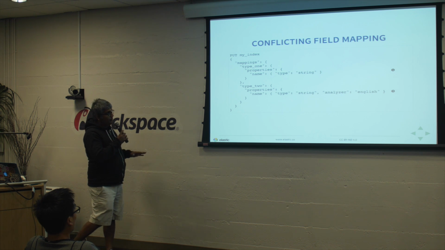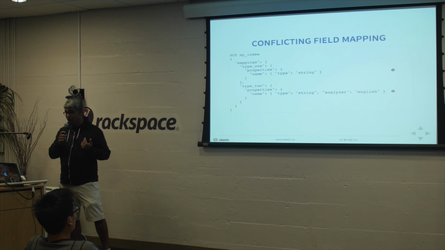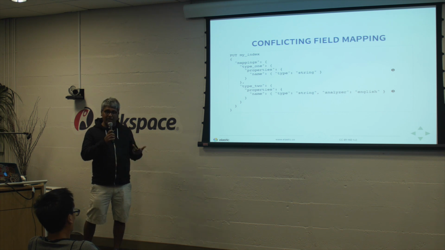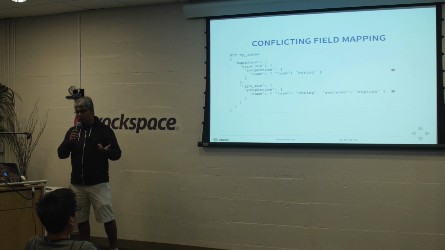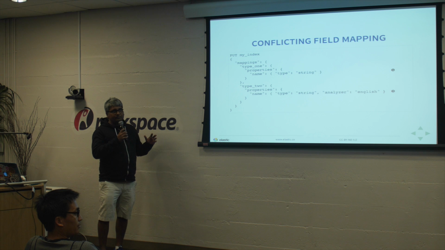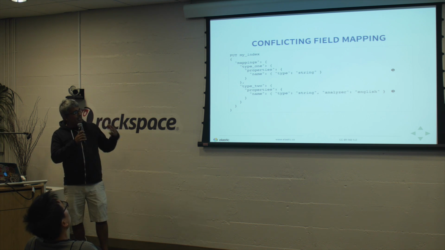So what we've done is in 2.0, we just don't allow this. So if you really want two fields with the same name in two different types, they have to have different mappings, or you can give the fields different names if you want them to have the same mapping. Or sorry, I got that backwards. If you want two fields with the same name in two types, they have to have the same mapping, 2.0 onwards.